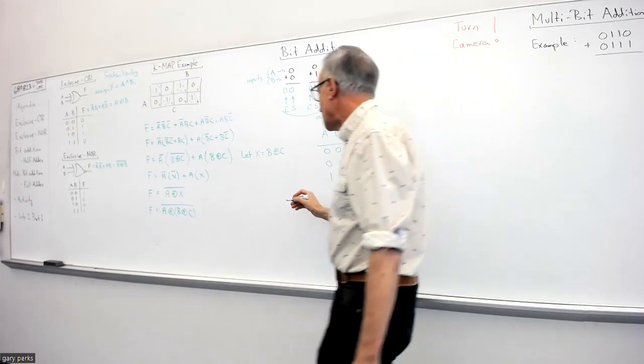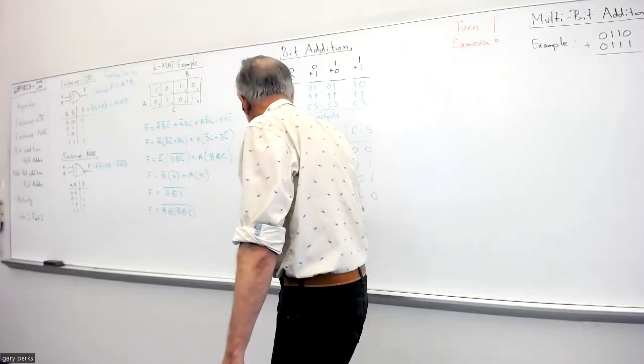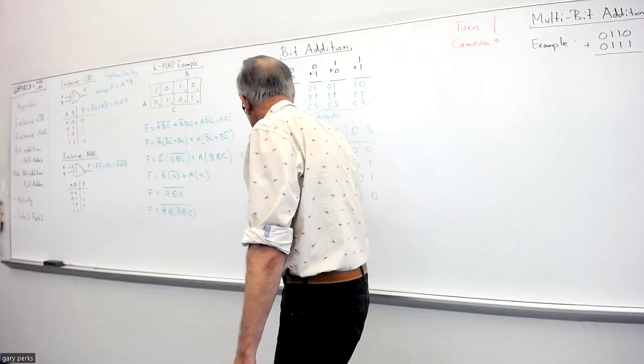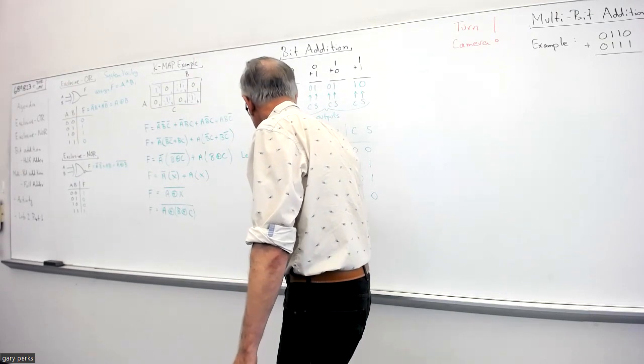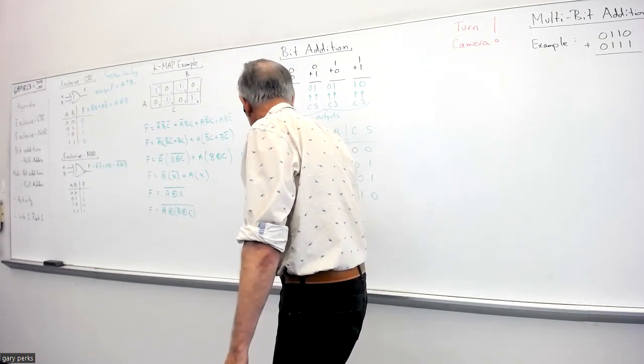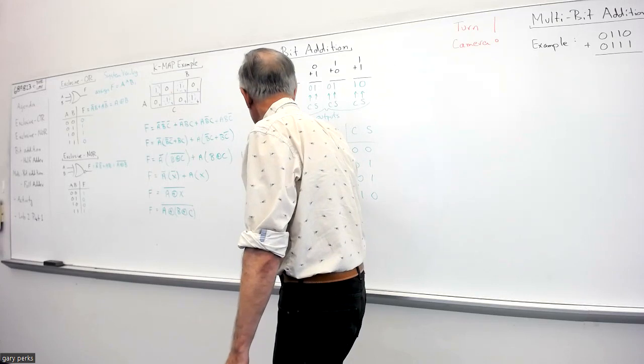But if you wanted to do a K-map, a 4-cell K-map looks like this. It's just 4 cells. This is the 0 cell, this is the 1 cell, this is the 2, this is the 3. This would be the A row. This would be the B column.